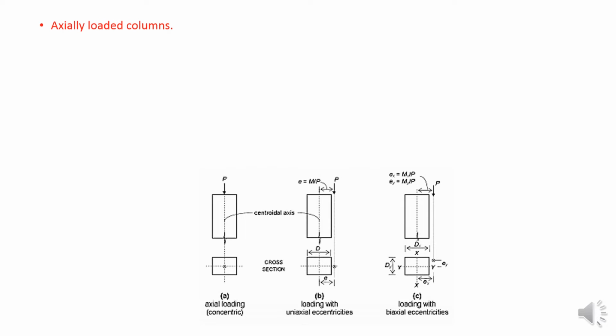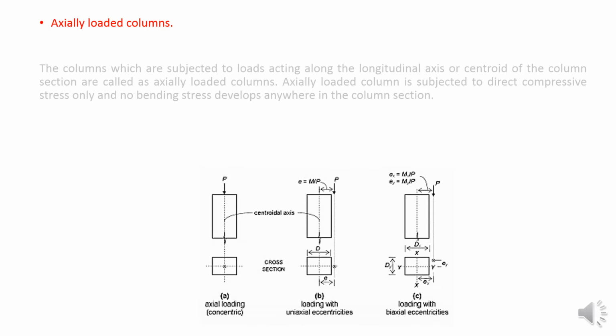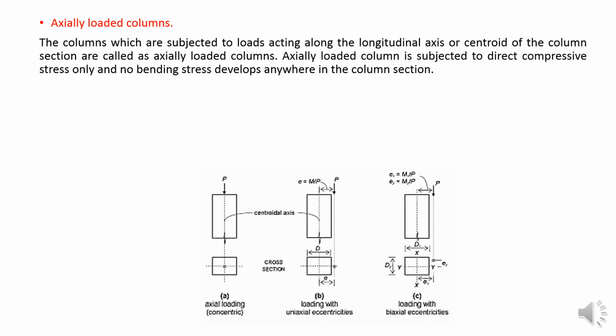Next we will see the different types of column based on loading. First one is the axially loaded column. In the axially loaded column, the load acts along the longitudinal axis or centroid of the column. Axially loaded column is subjected to direct compressive stress only, and no bending stress develops anywhere in the column section. The figure shows the axially loaded column.